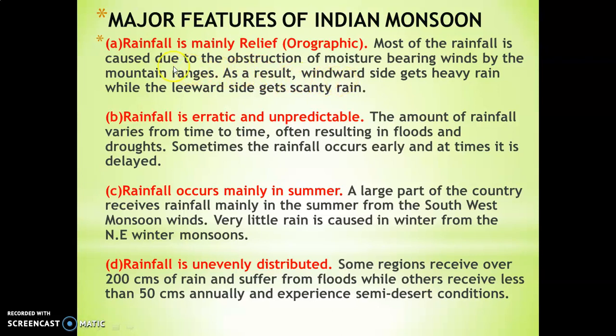There is another obstruction, the Aravalli range. Monsoon winds run parallel to the Aravalli range, so winds are not able to enter West Rajasthan. As a result, West Rajasthan is not able to receive rainfall. It gets scanty, meaning less, rainfall.